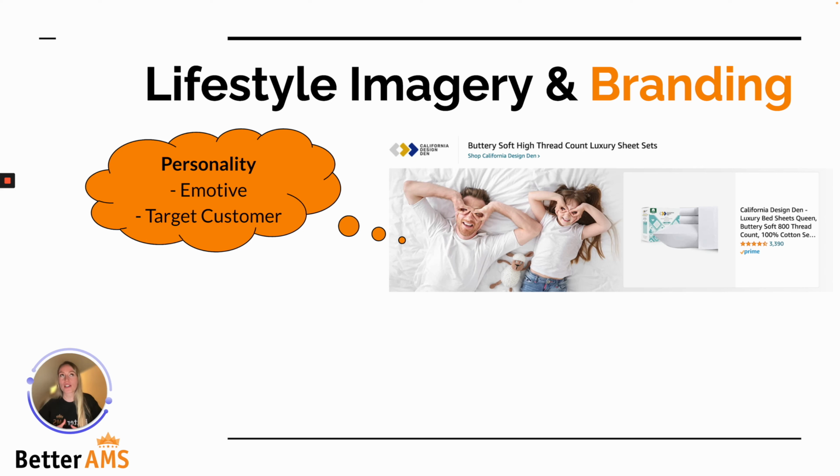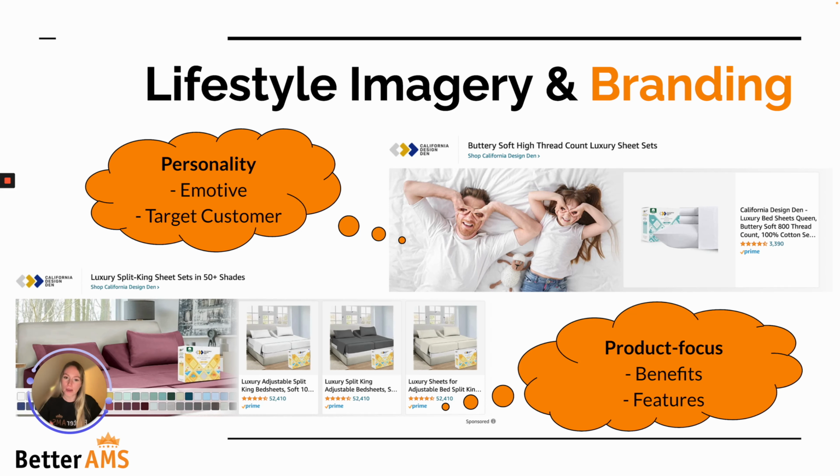Now let's actually talk about what does lifestyle imagery mean, and how can you make it fit for your branding. So you obviously don't want a really boring image that looks exactly like your main product image. You want to make sure that it's something that's going to be really engaging for your customers. So you can go for an image that's a bit more personality based, so it's quite emotive, it's going after your target customer. Or if you wanted, it could be a bit more product focused, so you can feature the kind of benefits and features. So for example, here in this image, you've got all the different colors that are available for these sheets highlighted at the bottom of the image.